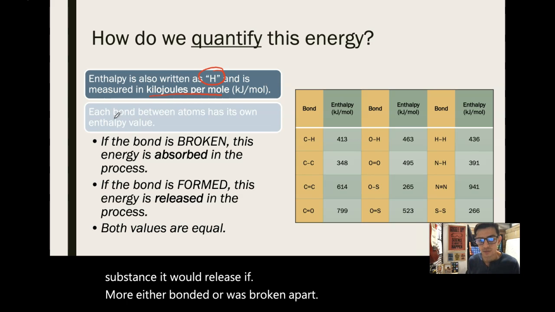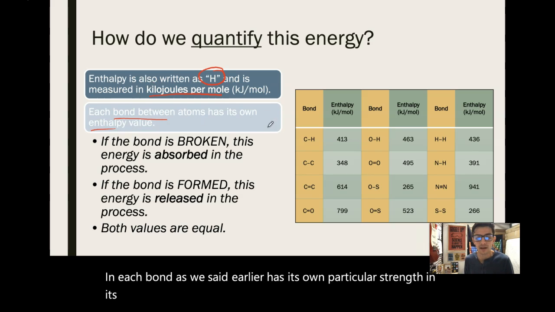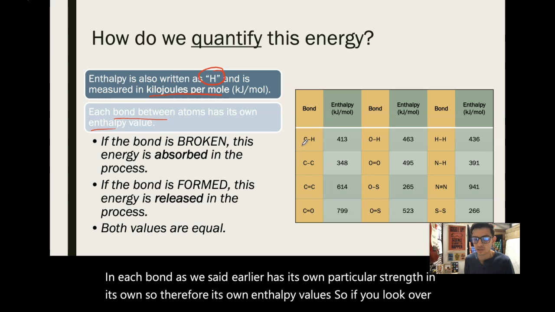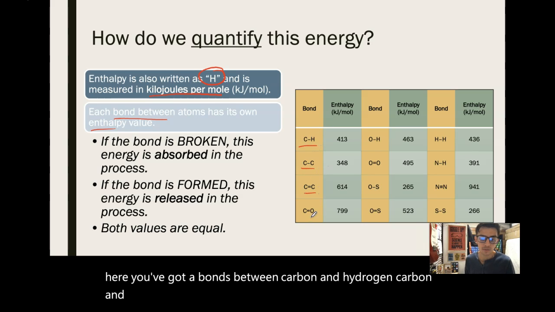And each bond, as we said earlier, has its own particular strength, and therefore its own enthalpy value. So if you look over here, you've got bonds between carbon and hydrogen, carbon and carbon, double bonds between carbon and carbon and oxygen. So lots of different bonds, and they all have different numbers.